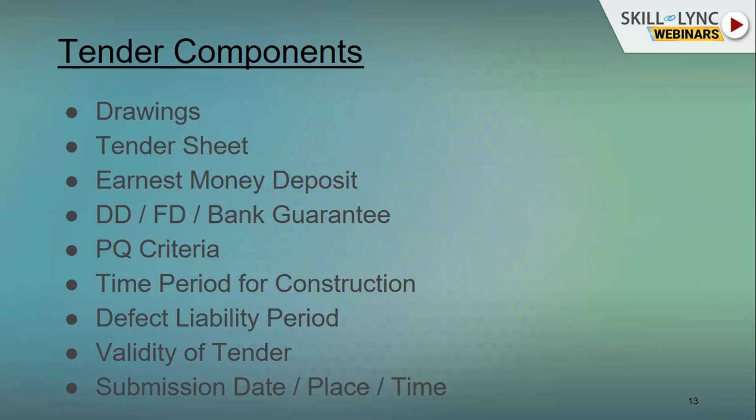After that, normally in tender conditions, the employer will mention that 5 to 10% of the total contract value will be treated as retention money. That retention money will be given to the contractor only after successful completion of the defect liability period. Then validity of the tender. Definitely, this also plays a major role. In major government projects, the validity of a tender, that is how long the tender is valid, and the submission date, place, and time are also part of the tender.